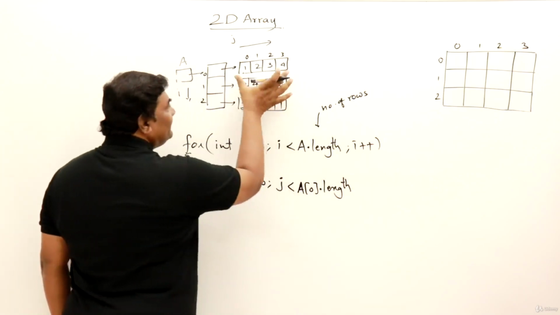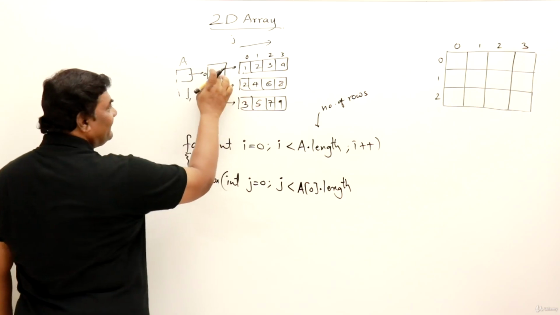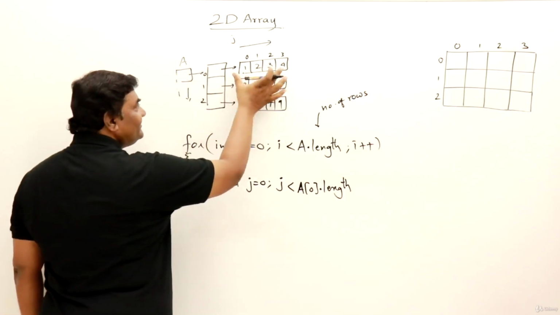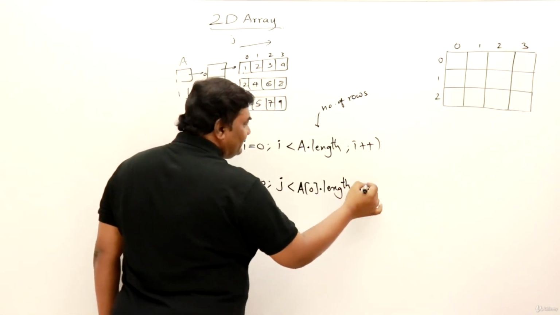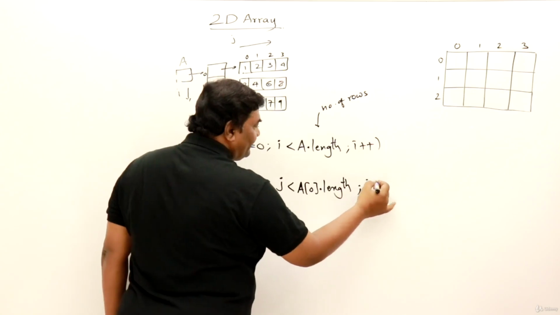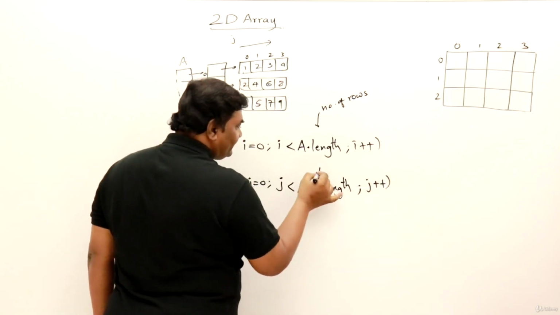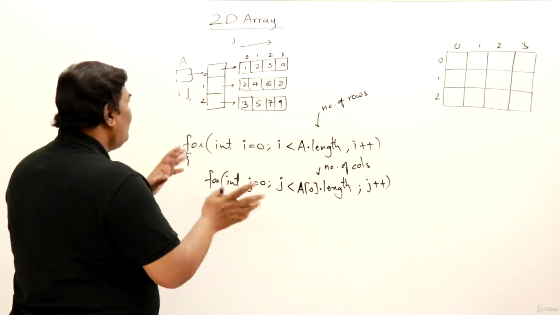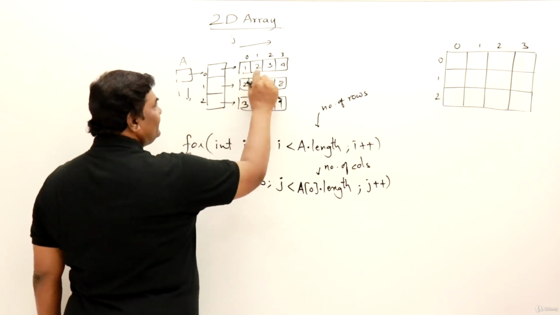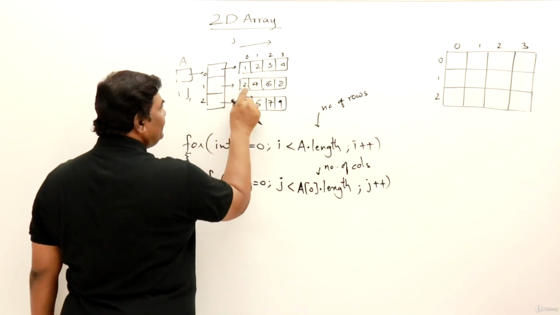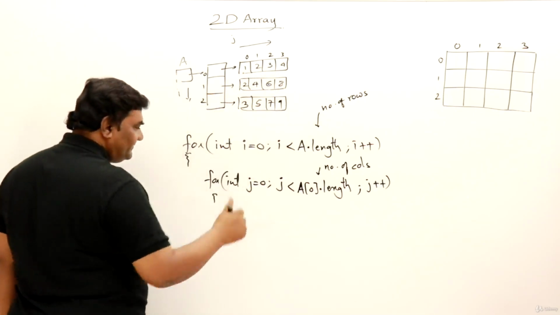Dot length. So length of this one, its reference is here. So that is a of 0. So a of 0 dot length. So this is the method for giving the number of columns. So this is for number of columns. Now the values will be taking 0, 0, 0, 1, 0, 2, 0, 3, then 1, 0, 1, 1, 1, 2, 1, 3. All these values will be taken.